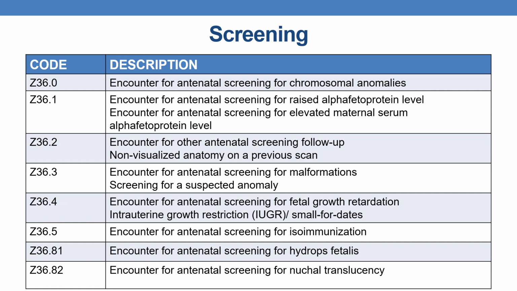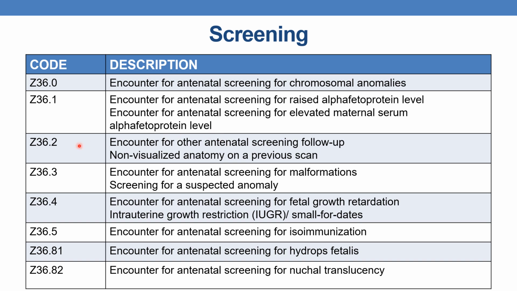Now coming to antenatal screening for mother, which is given by Z36 series. The first code is Z36.0. It deals with encounter for antenatal screening for chromosomal anomalies. The next is Z36.1. It deals with encounter for antenatal screening for raised alpha fetoprotein levels, AFP levels, or encounter for antenatal screening for elevated maternal serum alpha fetoprotein levels.